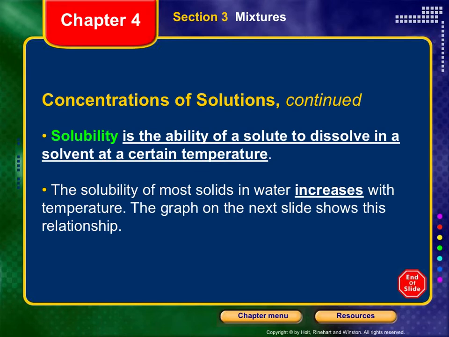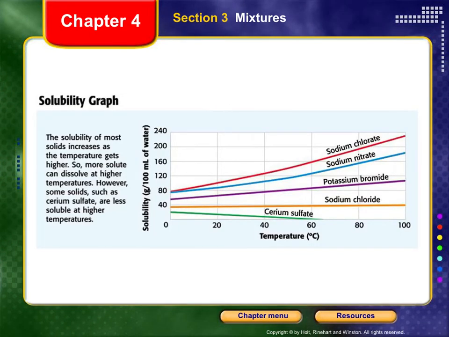Solubility of most solids in water increases with temperature. Kind of common sense, right? If you heat something up, things dissolve more easily. Take a look at this graph, which shows that relationship. As we go from left to right, we increase in temperature. And you'll notice that as we increase in temperature, the solubility increases in all of these substances.